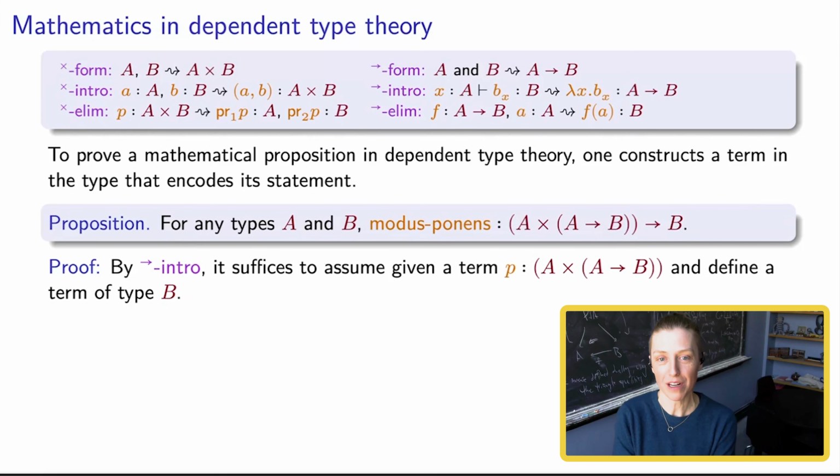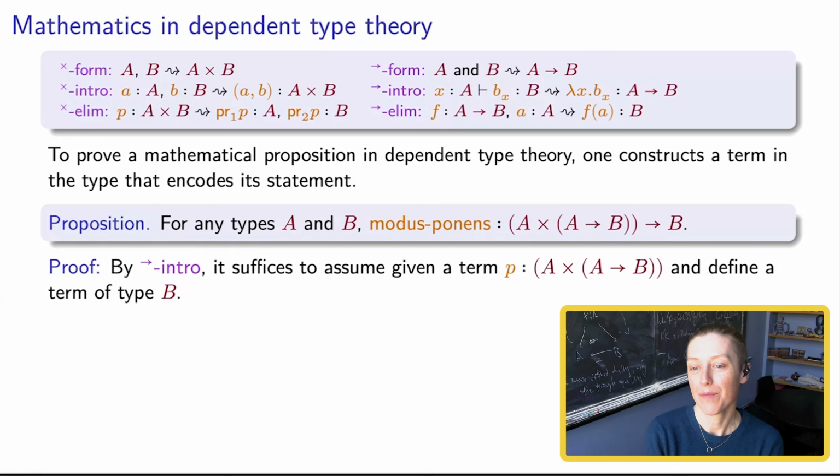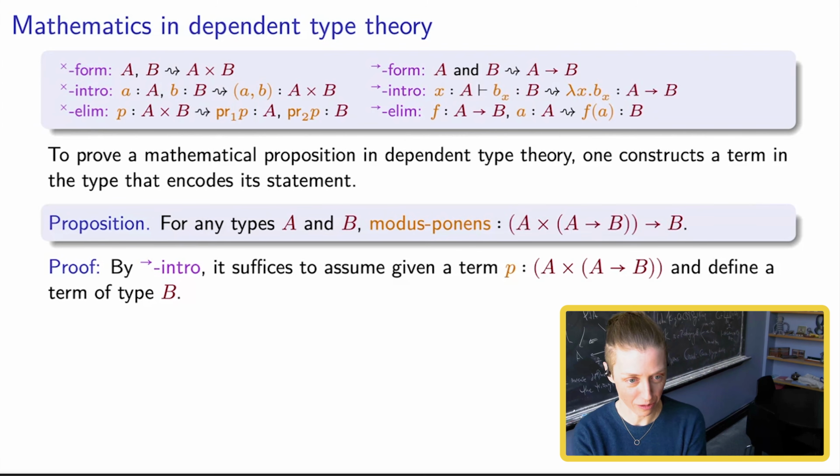And how do we do that? We apply the introduction rule for function types, which says that it suffices to assume that I have an arbitrary term P in the domain, so a term P that belongs to the product type A and A implies B. And now my goal is to define a term of type B, because that's how the introduction rule for function types works.